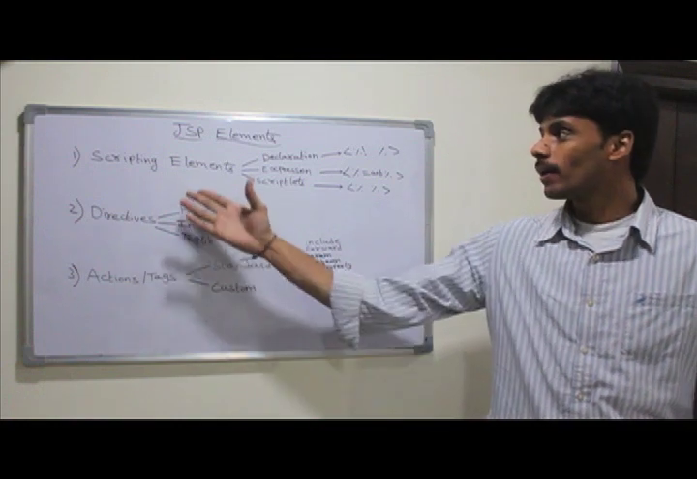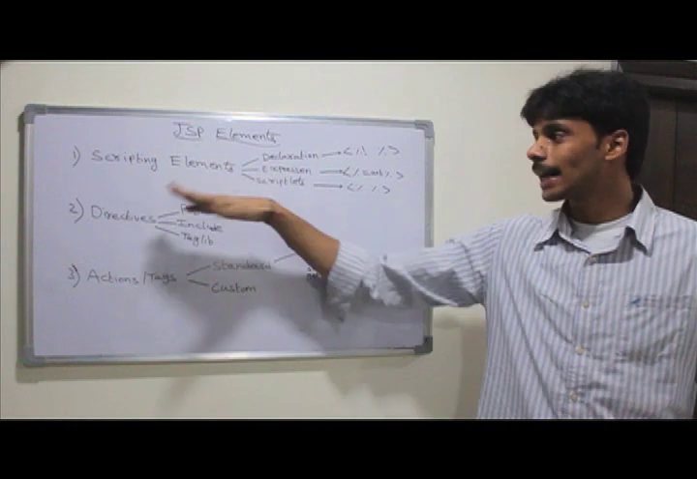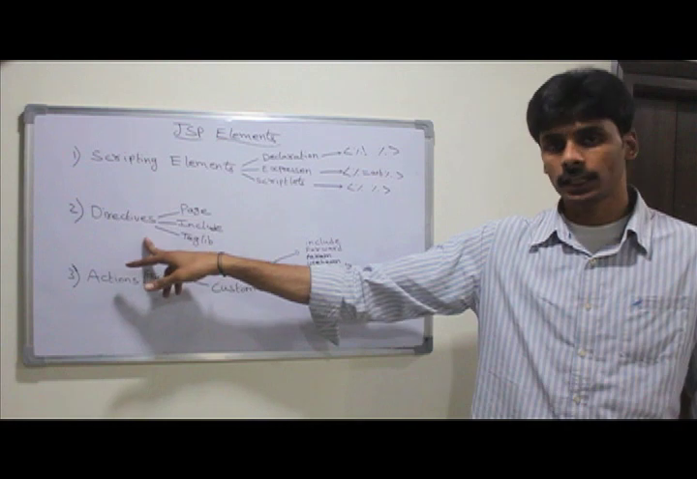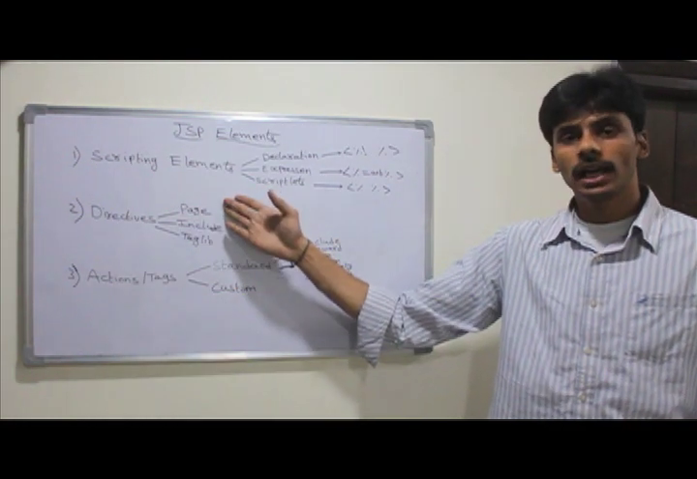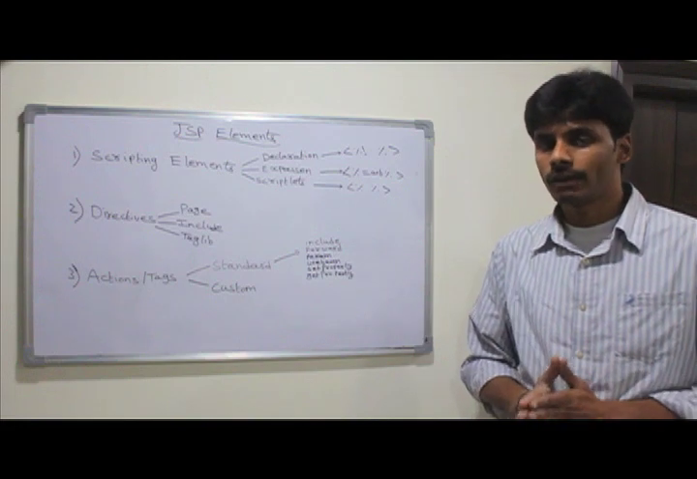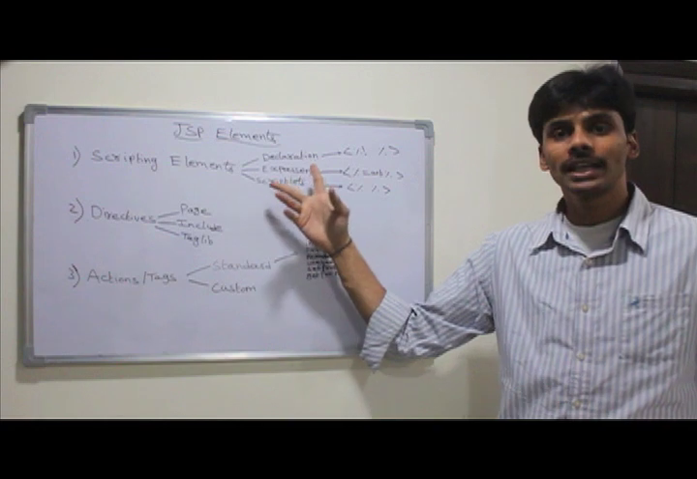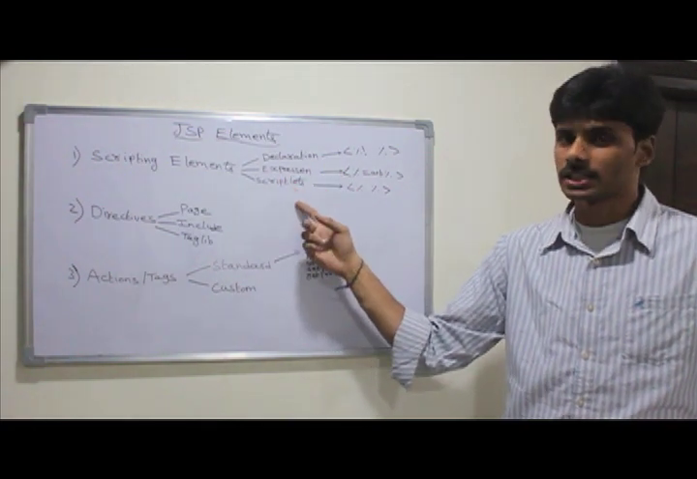The first type of JSP element is scripting elements. At a high level, it's categorized into 3 different elements. First one is the scripting element, second is the directives, and then the action tags. The scripting elements allow you to embed the Java code directly into a JSP page. The scripting elements are divided into 3 sections: declaration block, expression, and then scriptlets.